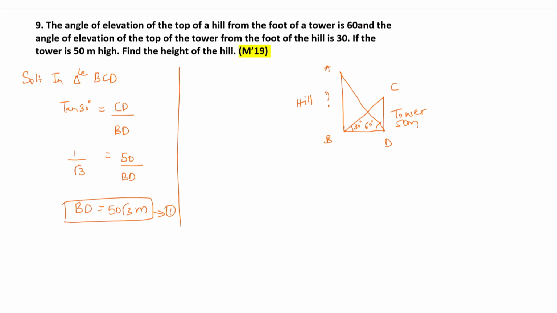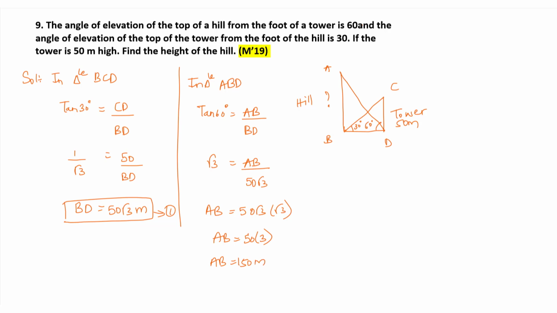Now, in triangle ABD, tan 60 is equal to opposite, that is AB by adjacent BD. Tan 60 value is root 3. AB by BD is what we have found, that is 50 root 3. Therefore, AB is equal to 50 root 3 into root 3. AB we found out to be 50 into 3. Therefore, AB will give us 150 meter. What is the height of the hill? 150 meter.